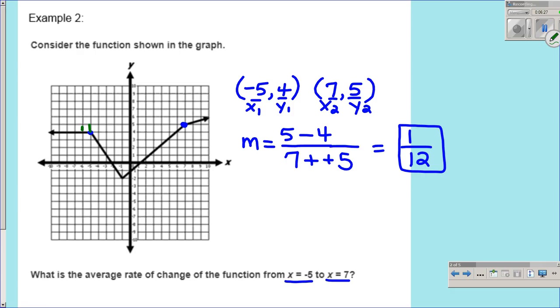Notice we have 1. And then from this corner, you're going to count how many units we need to move over to get to the other blue point. There's 1, 2, 3, 4, 5, 6, 7, 8, 9, 10, 11, 12. So our rise was 1, our run was 12, so our average rate of change is 1 over 12.